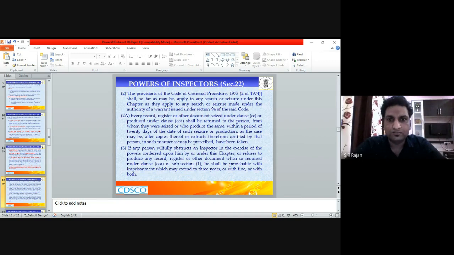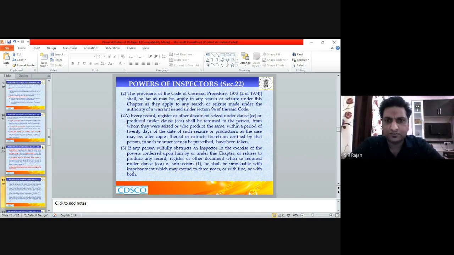Further, in the powers of the inspector which are prescribed under Section 22, the inspector doesn't need any warrant to search or seize any place or any object. Every record, register, or other document seized under clause CC, or produced under clause CC, these are what I have mentioned to you in the earlier slides.